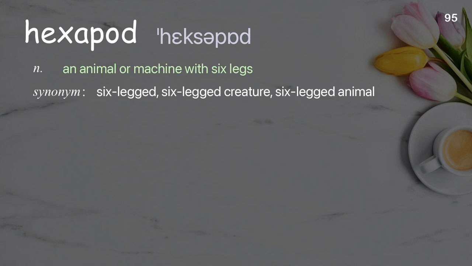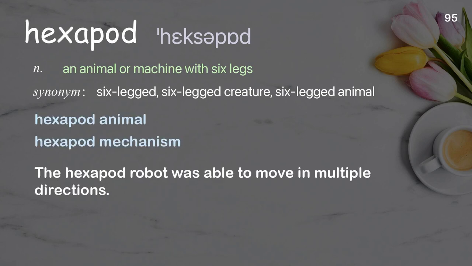Hexapod. An animal or machine with six legs. Examples: hexapod animal, hexapod mechanism. The hexapod robot was able to move in multiple directions.